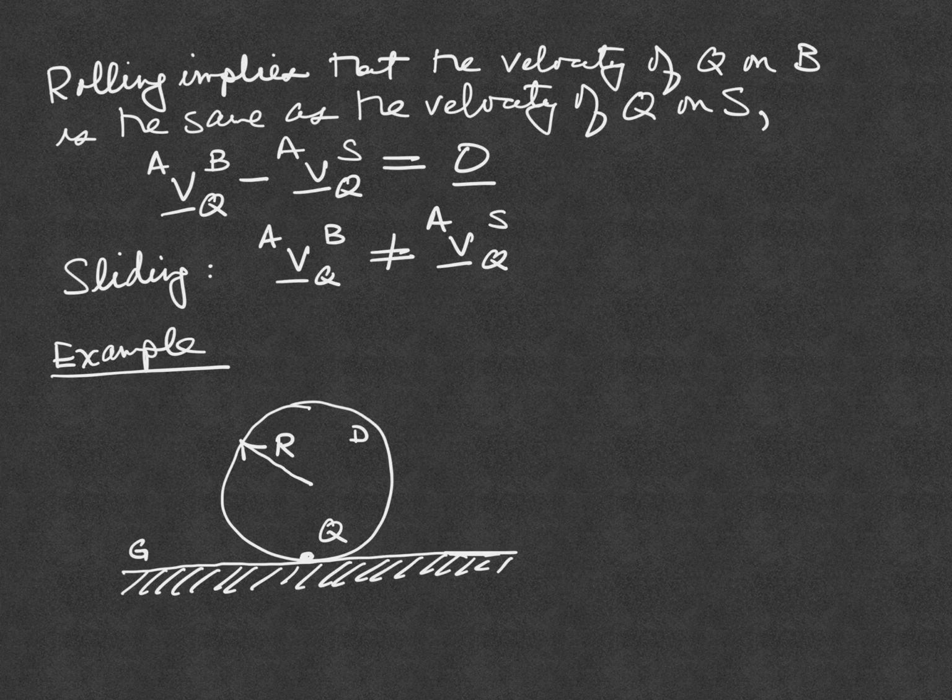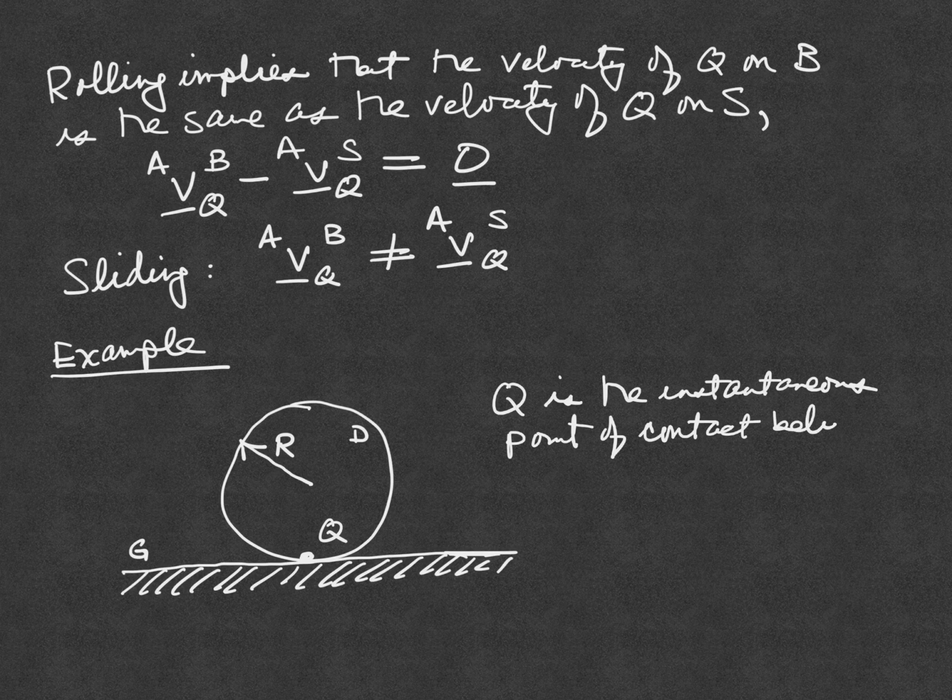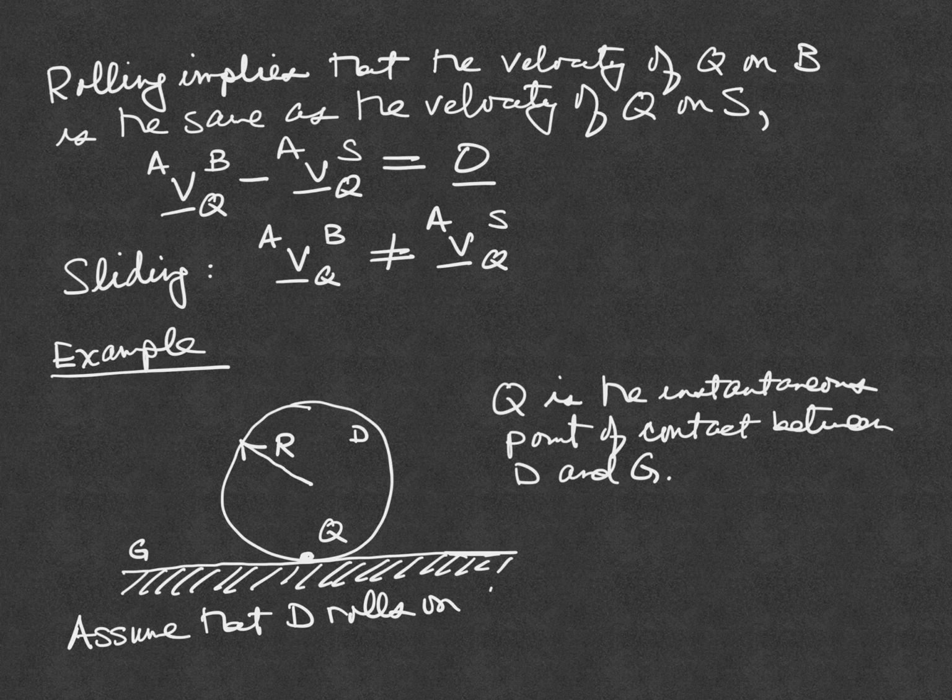Now, because Q is the instantaneous point of contact between D and G, and now assume that D rolls on G.